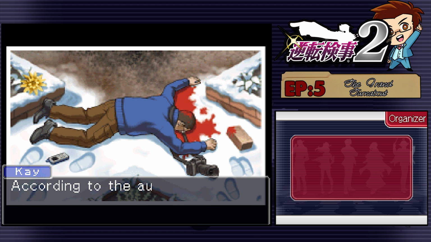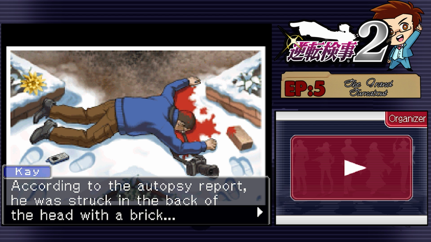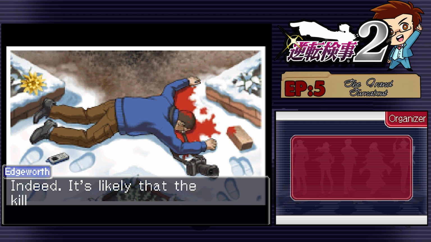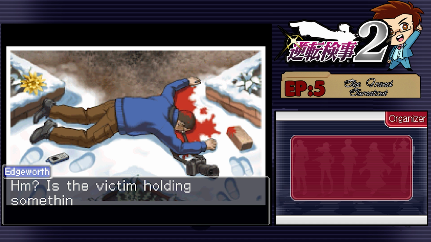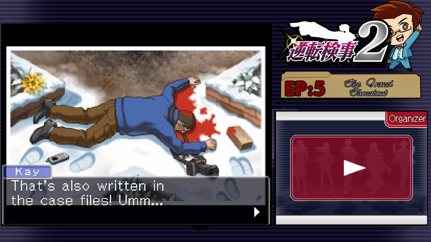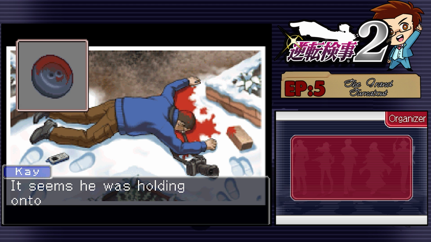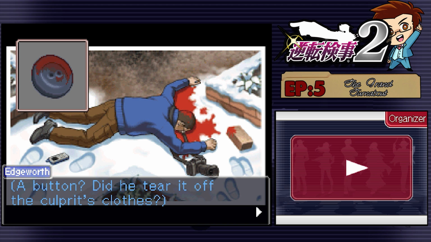Blood, blood, blood. According to the autopsy report, he was struck in the back of the head with a brick. Well, yeah, we can all see that there. It's likely that the killer approached Mr. Cameron from behind. Is the victim holding something in his right hand? That's also written in the case files. It seems he was holding onto a button. Did he tear it off the culprit's clothes?